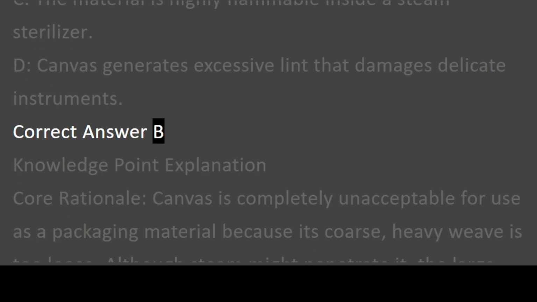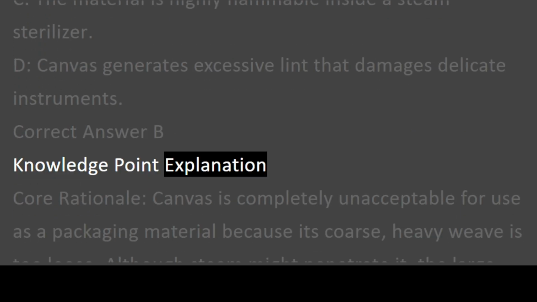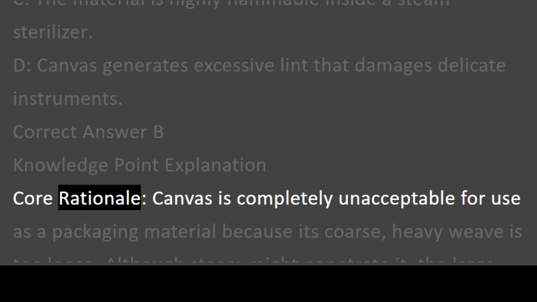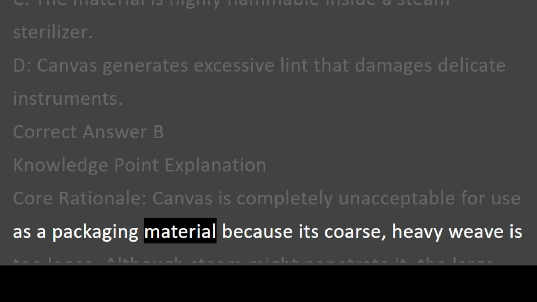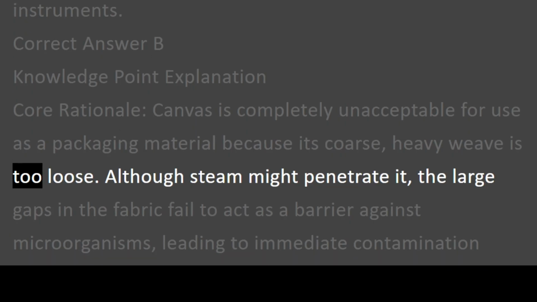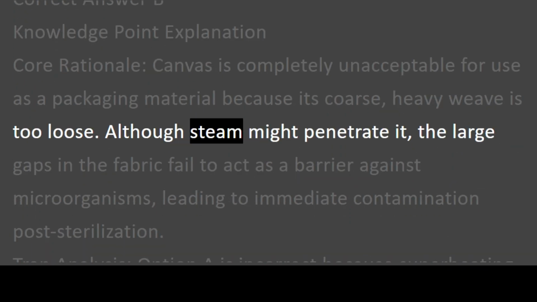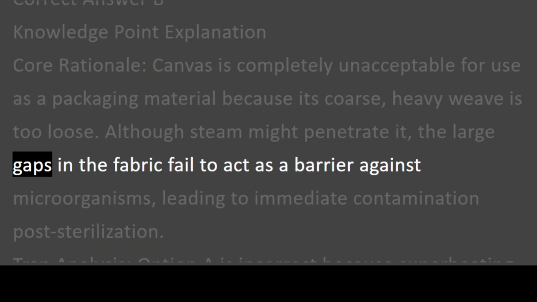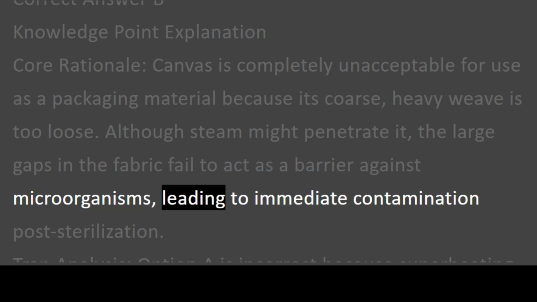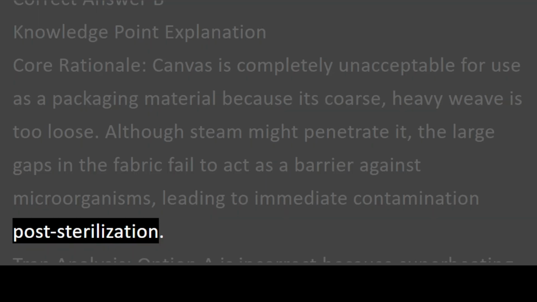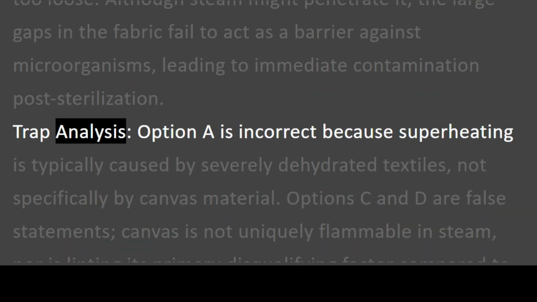Correct answer B. Knowledge point explanation. Core rationale. Canvas is completely unacceptable for use as a packaging material because its coarse, heavy weave is too loose. Although steam might penetrate it, the large gaps in the fabric fail to act as a barrier against microorganisms, leading to immediate contamination post-sterilization. Trap analysis.